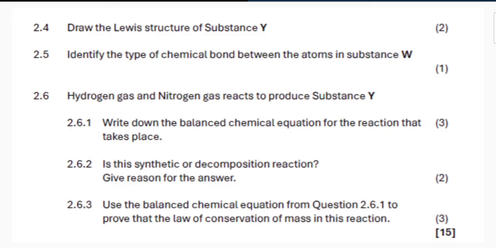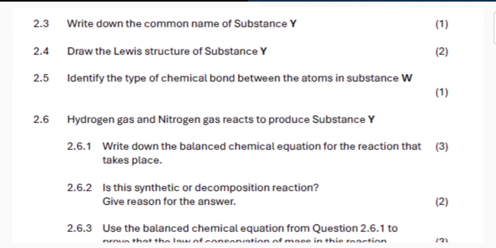The last question: use the balanced chemical equation from 2.6.1 to prove the law of conservation of mass in this reaction. Remember, the law of conservation of mass must be conserved, so the left hand side must be equal to the right hand side. But by doing that, you must be able to balance the equation. If the equation is not balanced, the law of conservation of mass is not going to be conserved. So the mass of the reactants and the mass of the product must be equal. This question counts 15 marks.